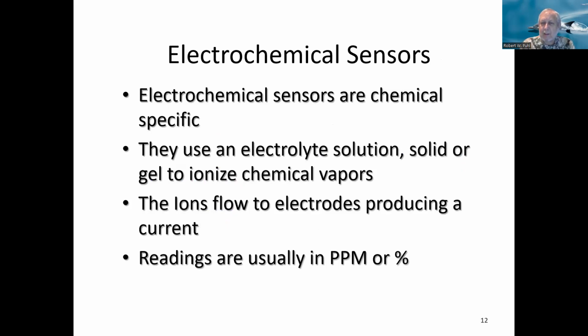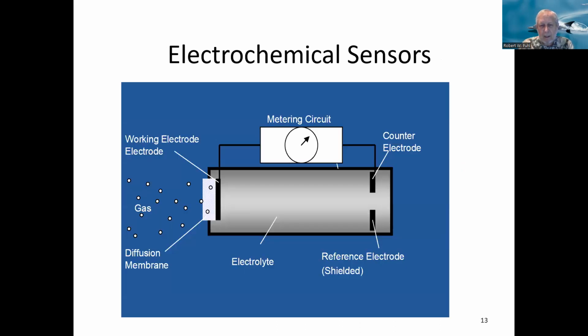Electrochemical sensors are chemical specific. They use an electrolyte solution, solid or gel, to ionize chemical vapors. The ions flow to electrodes, producing a current. There's the ions again. Readings are usually parts per million or percent. And that's how it does it there.